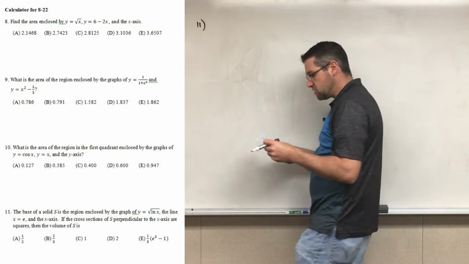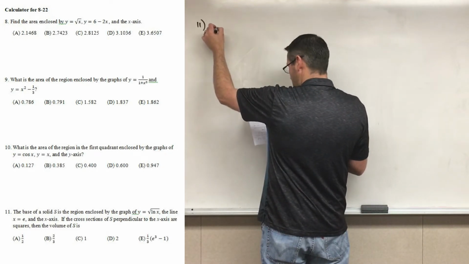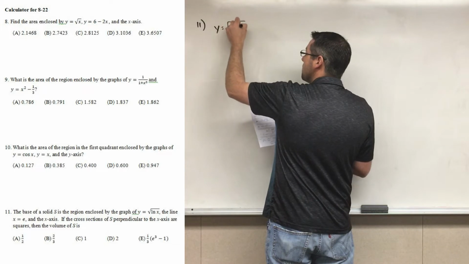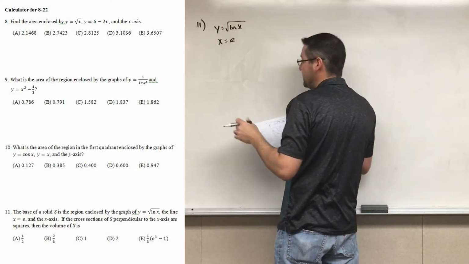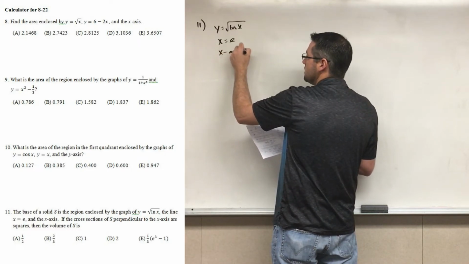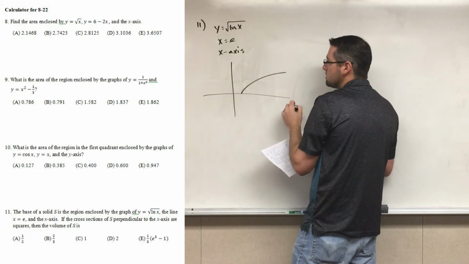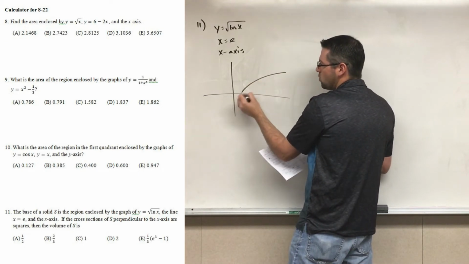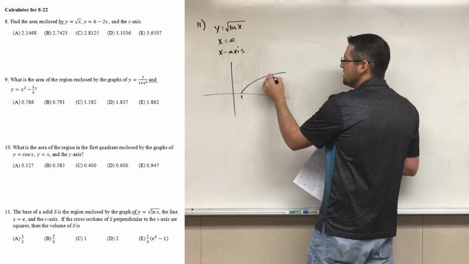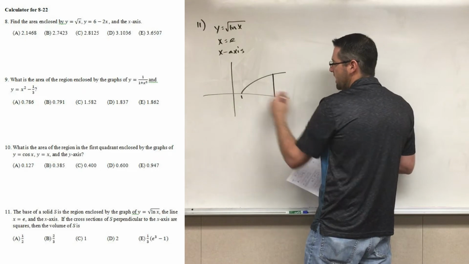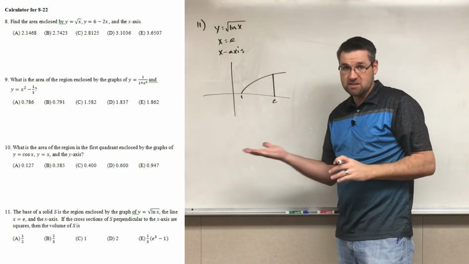It says the base of a solid S is the region enclosed by the graph of y equals radical natural log of x, the line x equals e, and the x-axis. And so if we type this into our calculator, we get a graph that looks something like this. This point is 1 because the natural log of 1 is 0. Okay? X equals e is somewhere over here, and the x-axis. So this is the region that is the base of a solid.